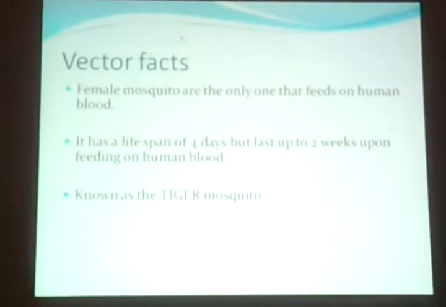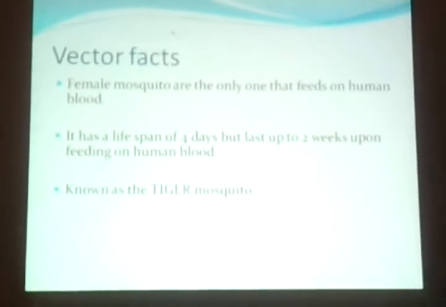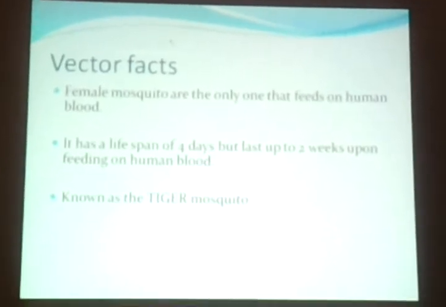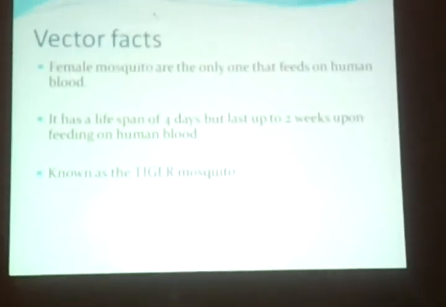It has a lifespan of 4 days. Both female and male mosquitoes have a lifespan of 4 days, but the female can last up to 2 weeks upon feeding on human blood.